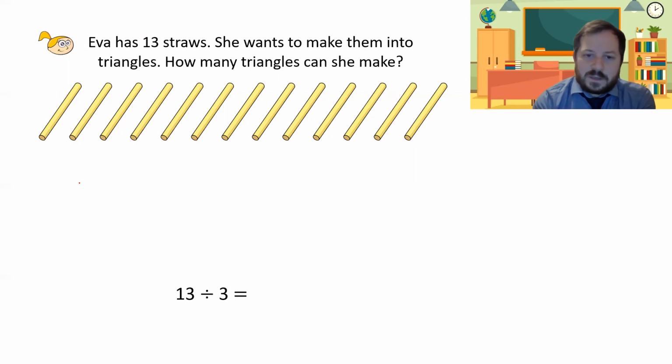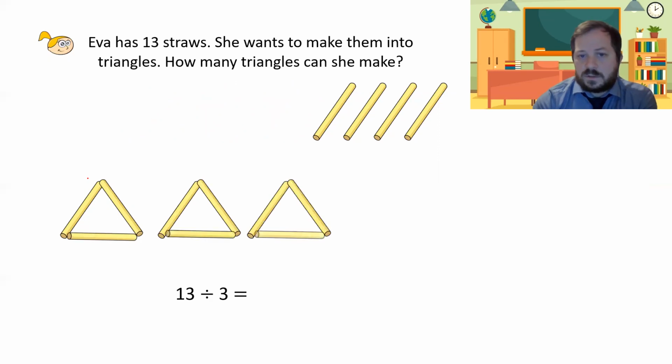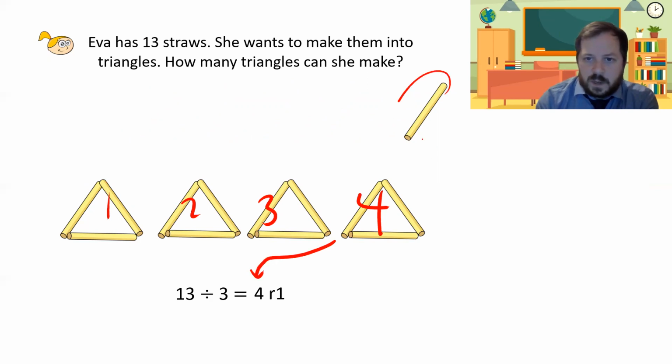Let's have a look. So what she's actually going to do is divide these 13 by 3 to make her triangles. So she can make 1 triangle, 2 triangles, 3 triangles, 4 triangles using all 12. And she's got 1 left over. She can't make another complete triangle. So that one's left over and can't be used. So we have our 4, which is our answer, plus this 1 that we can't use, which becomes our remainder.